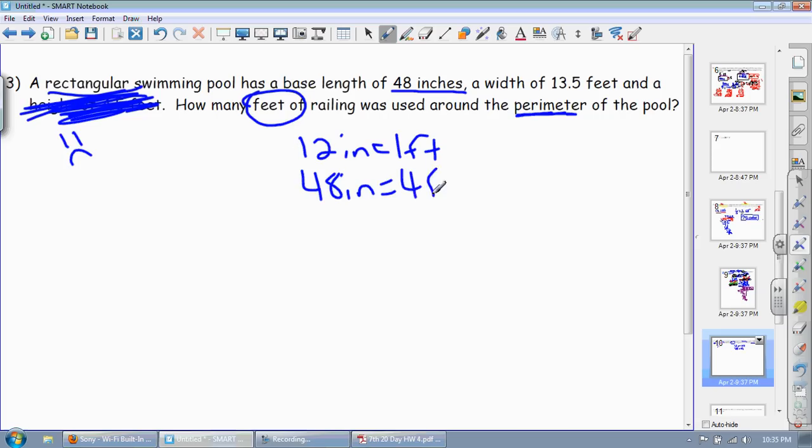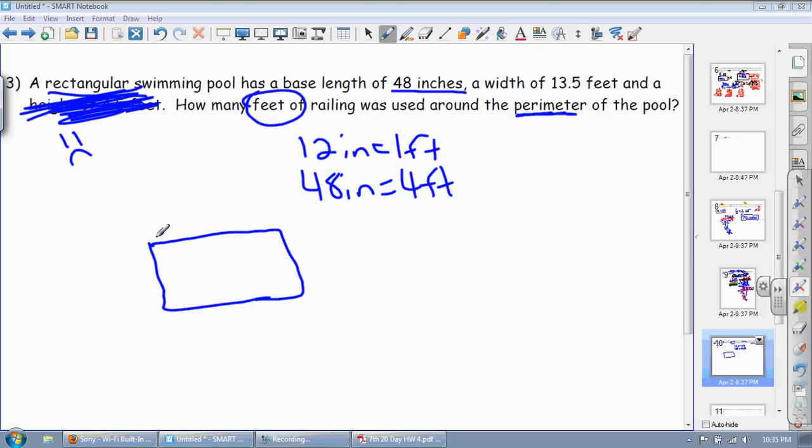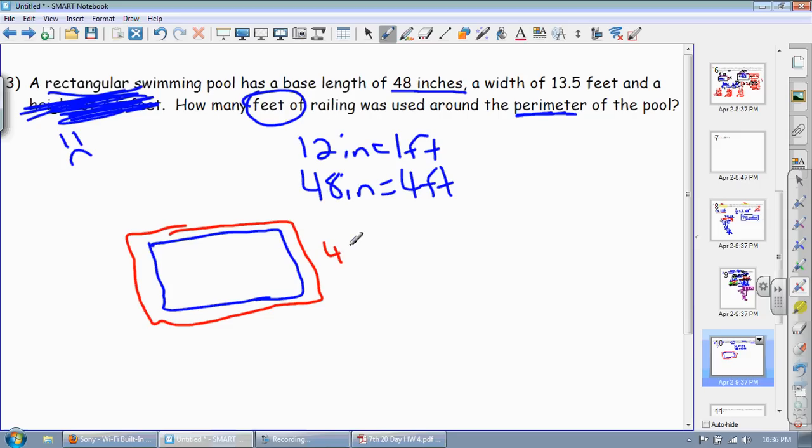So now we have our pool. That's child-proof and has a railing around it, because why not? And that is the length of 4 feet over here, and a width of 13.5 feet. So now if we say perimeter, remember perimeter just means it goes all the way around the outside. So we have to know that this is 13.5 as well, and this is 4. And then we just add.